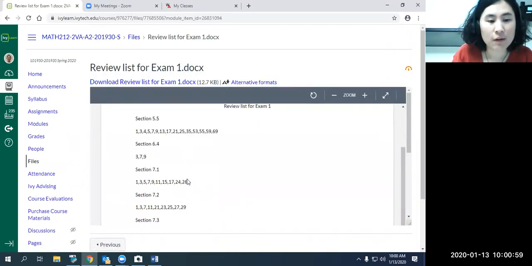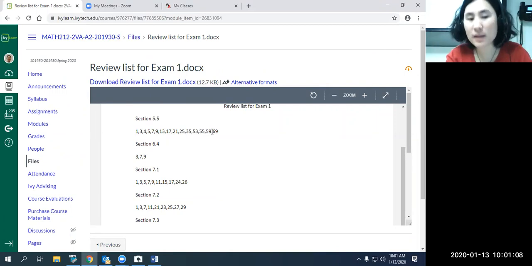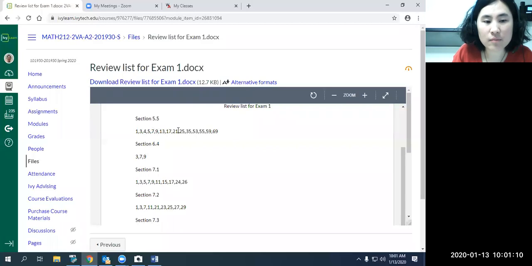From each section, say section 5.5, I pick up these questions. Except for your homework assignments, these are something you can do on paper. But these are optional. You don't have to turn in these. So please use the correct textbook, the Stewart textbook, early transcendentals.